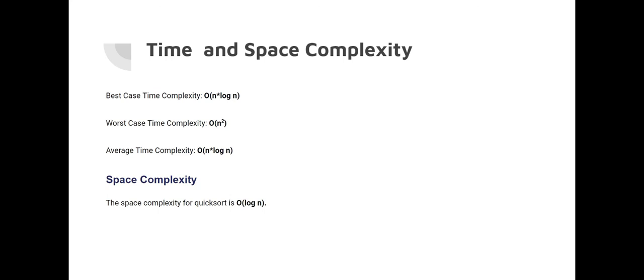The worst case scenario happens when we encounter the most unbalanced partitions possible. Then the original call takes n time. The recursive call on n minus 1 elements will take n minus 1 time. The recursive call on n minus 2 elements will take n minus 2 time, and so on. The worst case time complexity of quick sort would be big O of n squared.